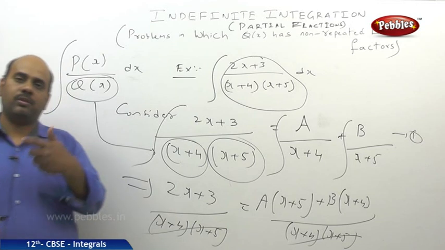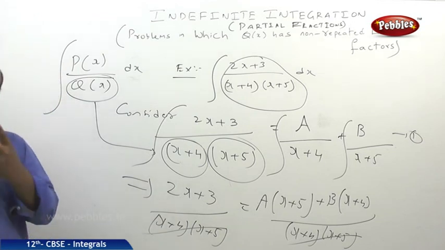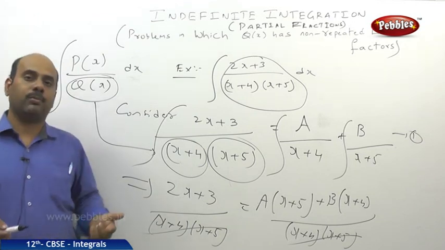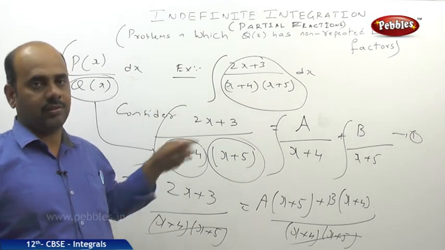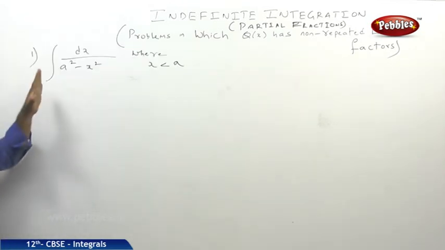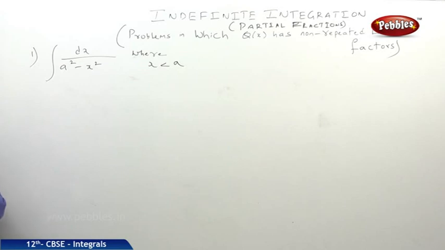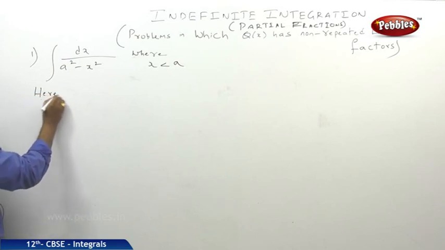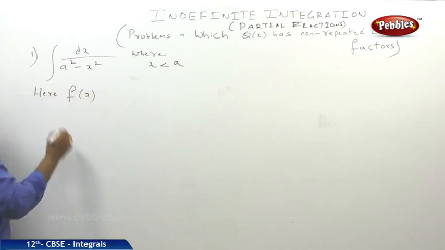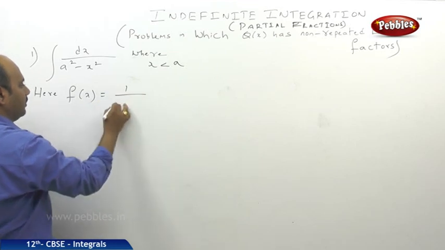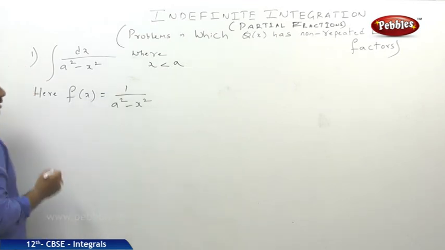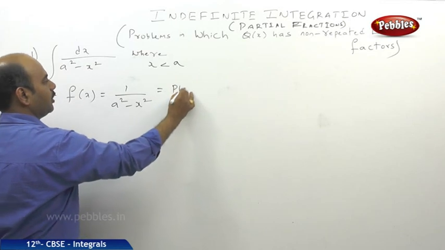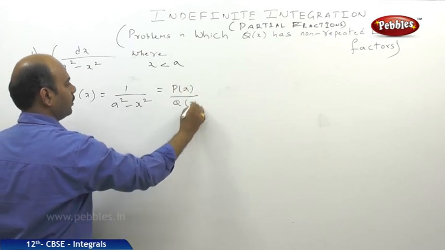So I think you are clear with this partial fraction in which the denominator contains non-repeated linear factors. Now we shall go for a very good problem. Two problems will be there, and those two should also be remembered as formulas. If in an examination a question is given like this: evaluate the integral of dx by a square minus x square. Here I will denote the function as f of x, which is 1 by a square minus x square, and this is also of the form p of x by q of x.